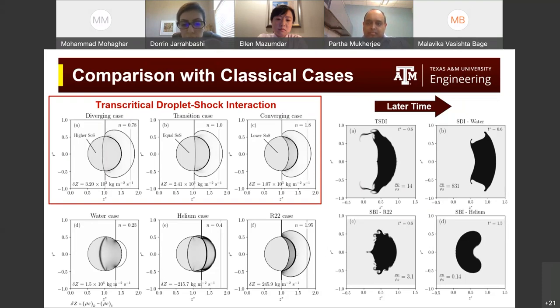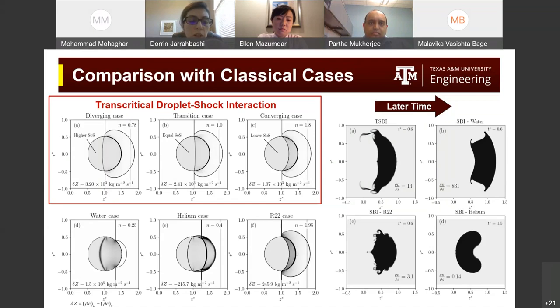Did you compare, let's say, water and TSDI, because your R22 and TSDI is much more perturbed compared to your water and helium? When you compare these two cases, did you give enough time in your computation to see what will happen when the bubble completely deforms? I think that's an interesting thing to see, how the baroclinic production and vorticity evolve at the latest time.